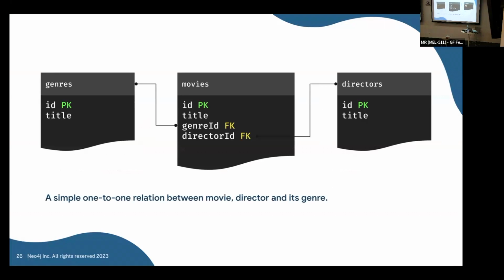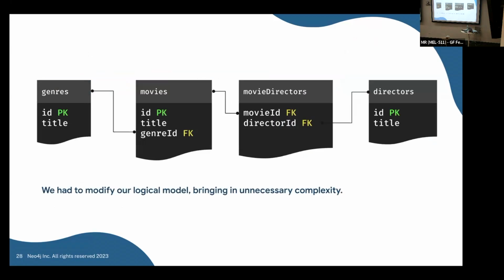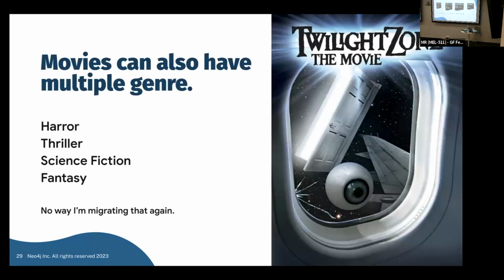Now, a movie can have multiple directors as well. What would you do? Either you create a new table with all the data, or just create a new table with all the keys and then start mapping it from there. That's the unnecessary complexity that you're bringing into your logic.